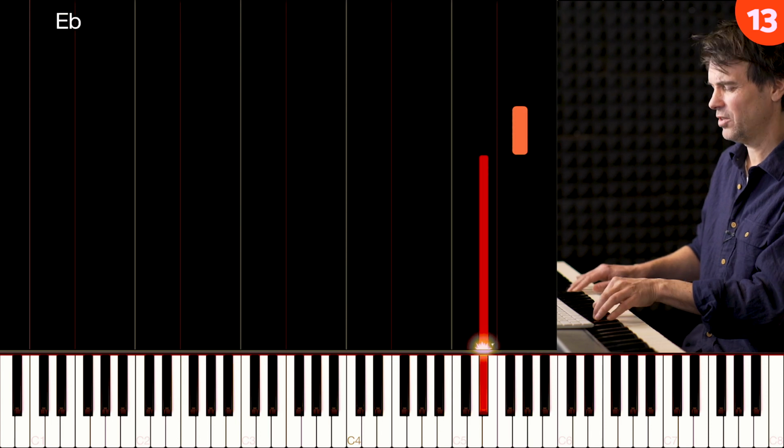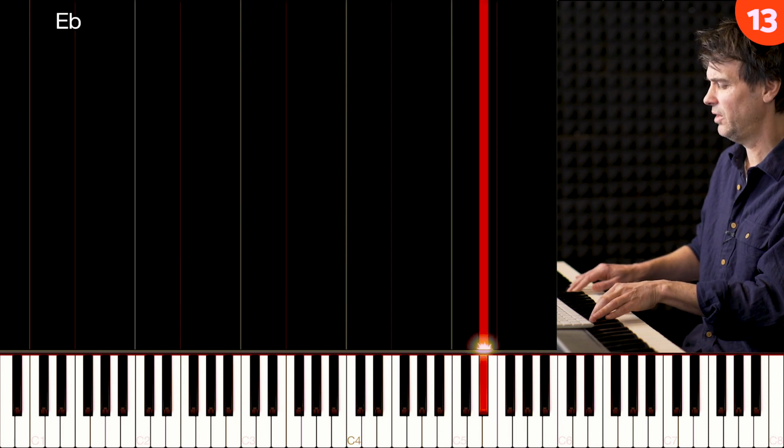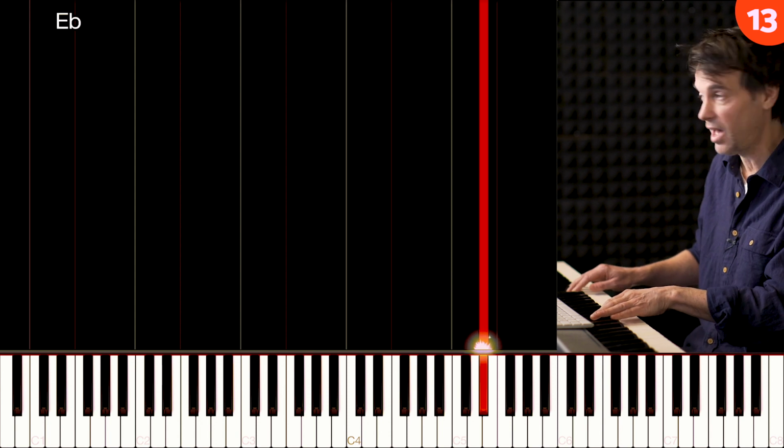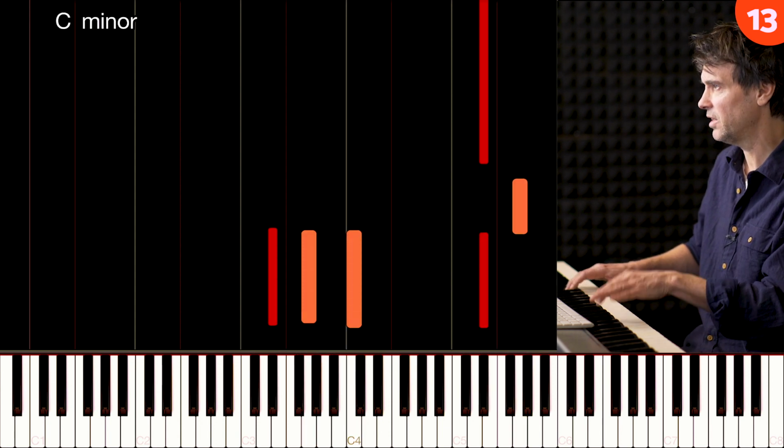That's got an E flat, but I've just played an E flat. Maybe, what else has got an E flat in it? C minor? Maybe I'll try that. Okay, let's see if that works.